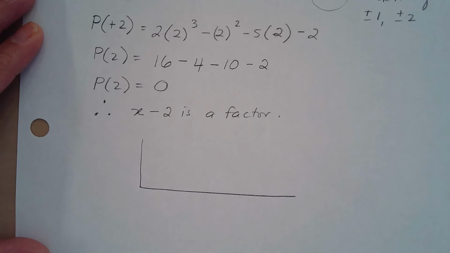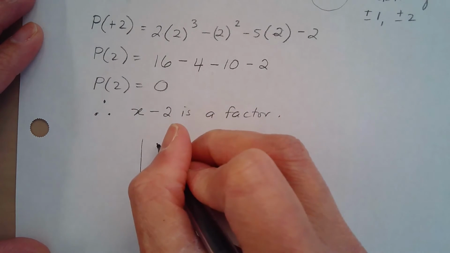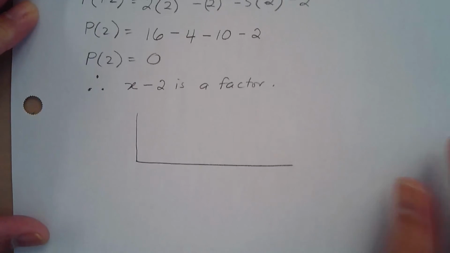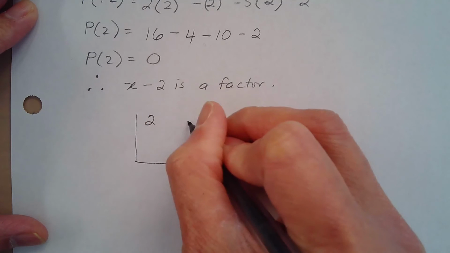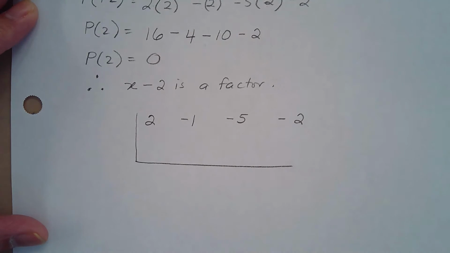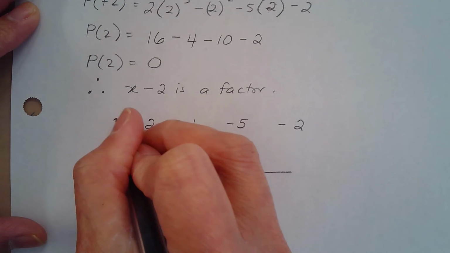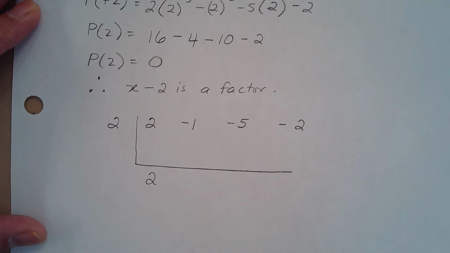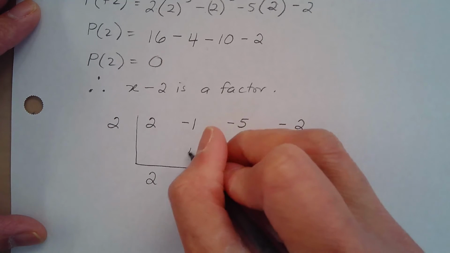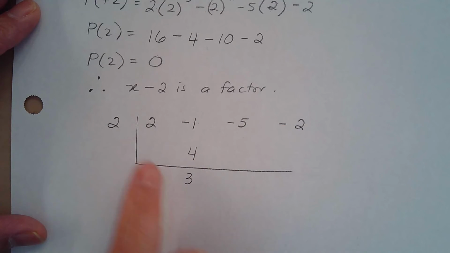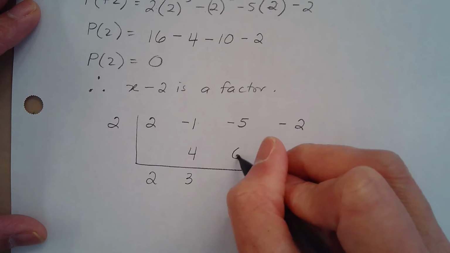Not long division, synthetic division. Yeah, it's easier. It's all in order, nothing is missing, so that's good. So it's going to be 2, -1, -5, -2, and then our a is 2. So bring down the 2, then multiply. 2 times 2 is 4. We're going to put 4 here. Add 3. 3 times 2 is 6. We put it underneath that one.